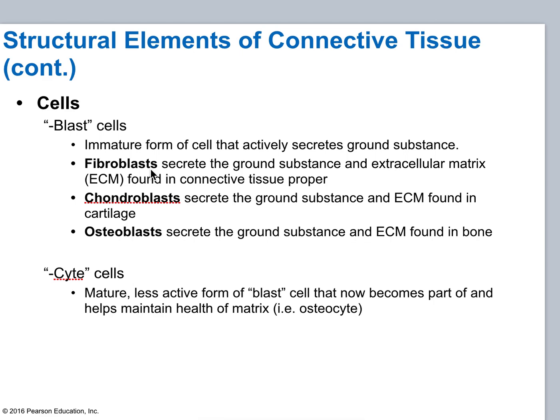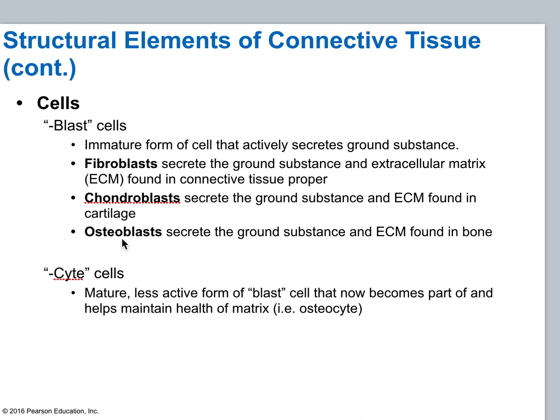Fibroblasts secrete ground substance that is found in connective tissue proper, and they secrete fibers and the material that connects the cells in connective tissue proper. The prefix chondro means cartilage. Chondroblasts secrete the ground substance that is found in cartilage. The term osseo has to do with bone, and blast again is the suffix that means immature cell. These are the immature bone cells that secrete the ground substance that later hardens and becomes bone.